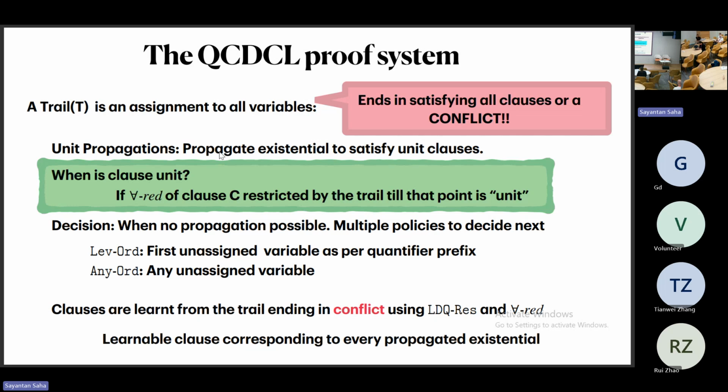And at every point in the trail, we may not have some propagations, so at some points we may need to make decisions. There are many ways we can make decisions. One way is level ordered, where we just follow the quantified prefix order: anytime we have to make a decision, we look at the first unassigned variable according to the quantified prefix and assign that. Or we can say any order, where we just assign any unassigned variable in some polarity and go on. Clauses are learned from the trail which ends in a conflict, and we use long distance resolution and universal reduction to learn some clause.